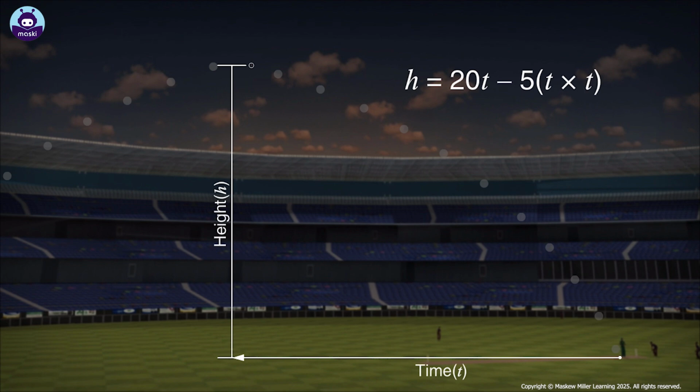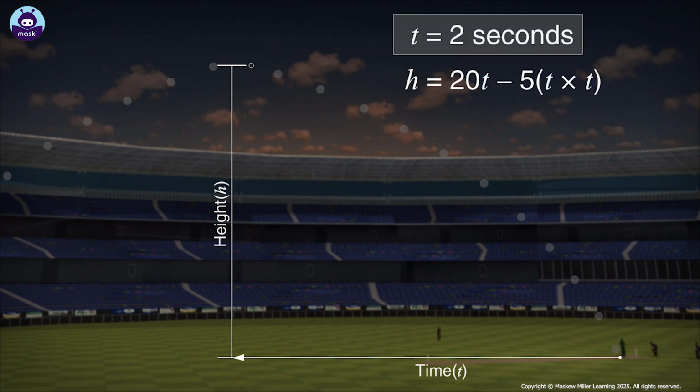The given formula is a number sentence containing two variables, h and t. One of the variables, t, is known to be 2 seconds. So, we simply replace the variable t with the number 2 in the given formula to determine the value of the unknown variable h. We get h equals 20 times 2 minus 5 times 2 times 2.